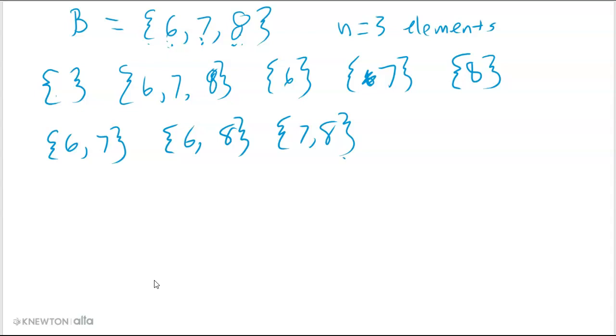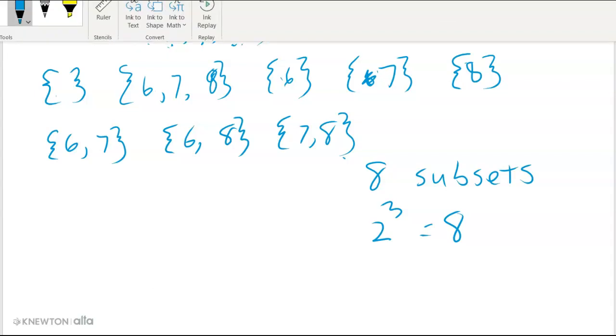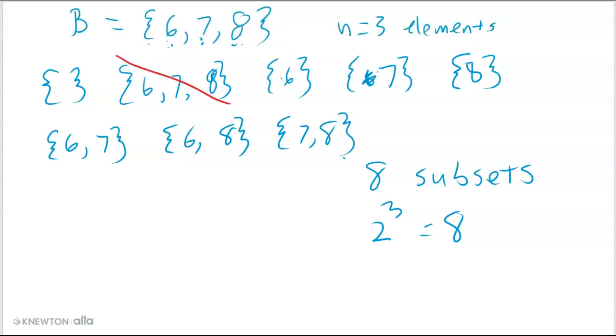So if I count these, 1, 2, 3, 4, 5, 6, 7, 8, sure enough, there are 8 subsets. And that's the same thing I get if I do 2 to the third. That's 8. Now, proper subsets, I need to cross one off. So this one right here is not proper because it has all of them. So there are 8 minus 1, which is 7 proper subsets.